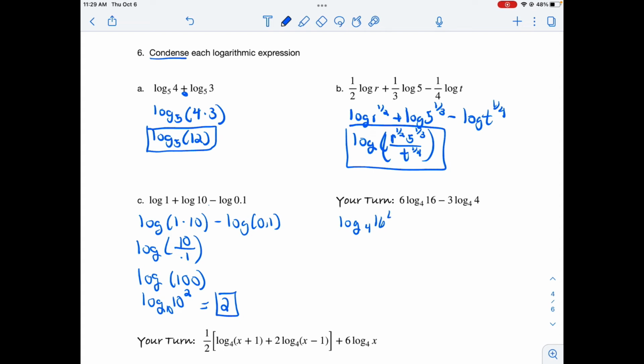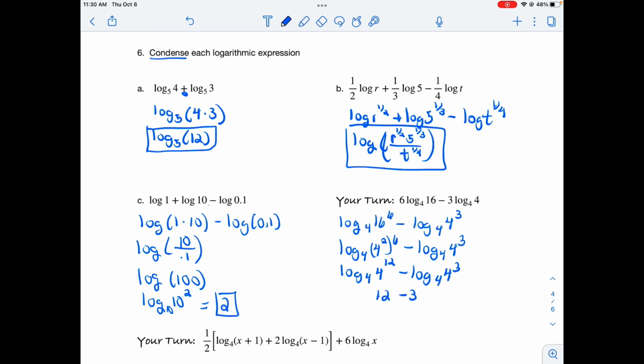So start by moving your exponents in. So that becomes log base 4 of 16 to the 6th and minus log base 4 of 4 cubed. All right, now the 16 I notice can be written with base 4. So I'm going to rewrite that as log base 4 of 4 squared, and that's going to be raised to the 6th power, minus log base 4 of 4 cubed. Now remember, when you have a power of a power, you multiply them together. So I can rewrite this as log base 4 of 4 to the 12th power minus log base 4 of 4 cubed. And then remember our power rule for logarithms, that just becomes 12 minus 3, which is 9.